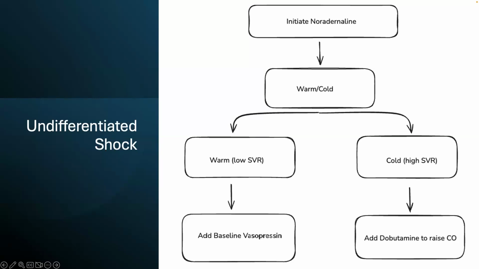If you're warm, then it means that you've still got peripheral vasodilation. So you can then do one of two things. You can either increase your noradrenaline further ad infinitum, which is usually met with progressively less success, or you could add baseline vasopressin. And I think that from a practical point of view, adding early vasopressin in these patients is a good option.